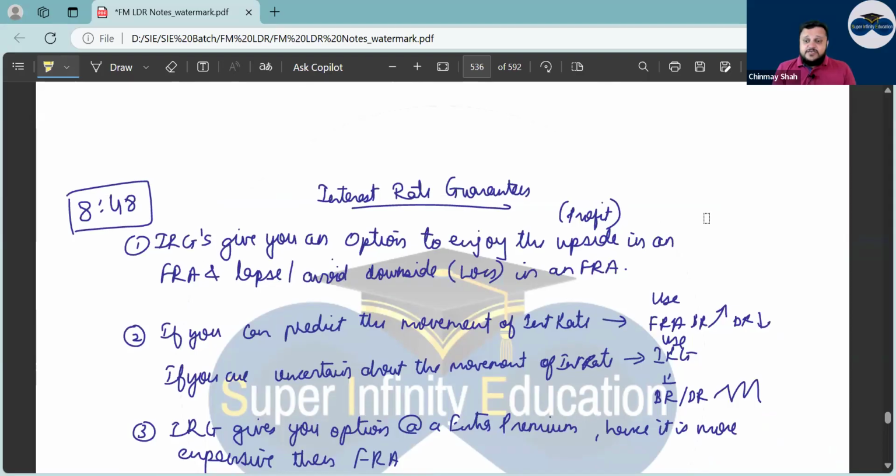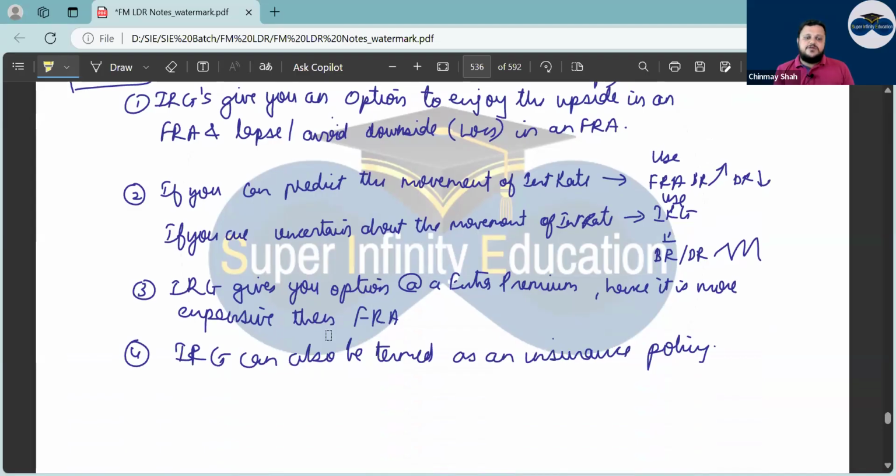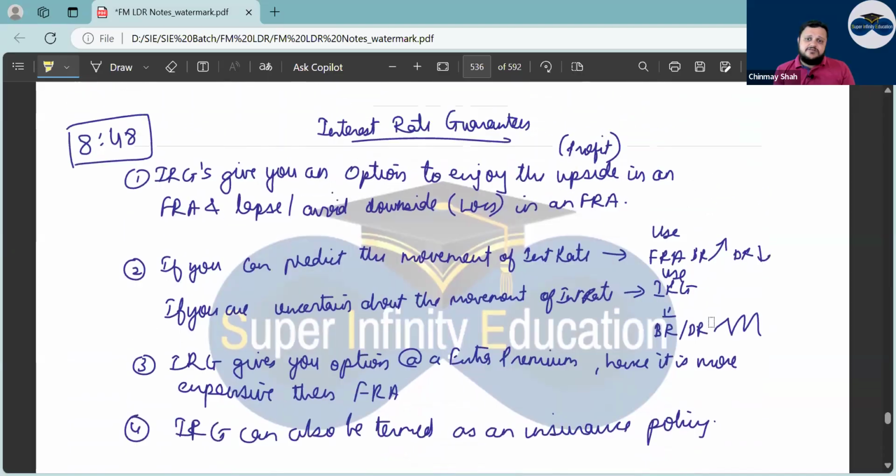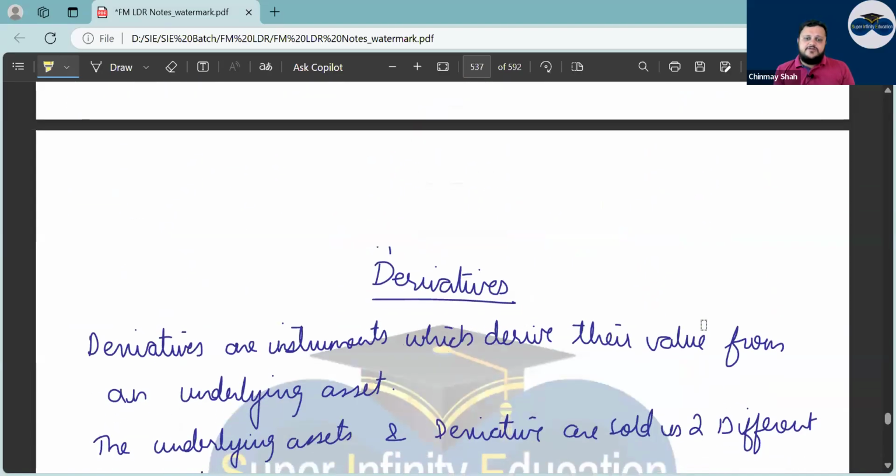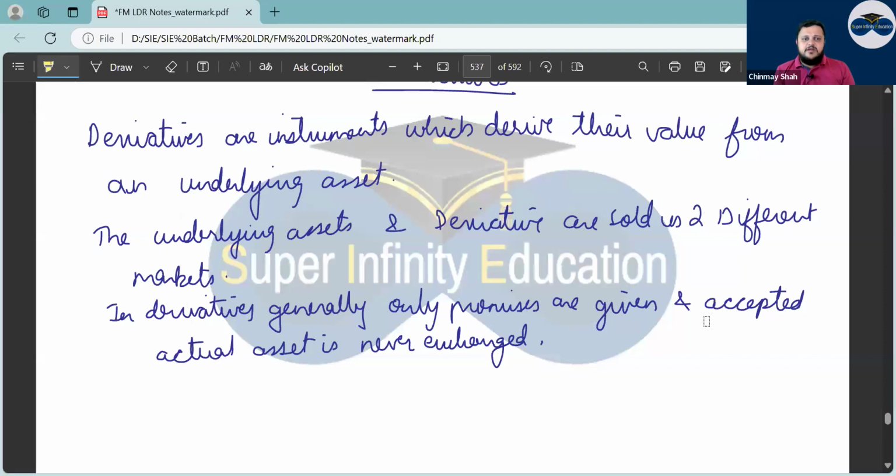If you can predict the movement of interest rates, use FRA, correct? If you know it is going to go up or go down, then use an FRA. But if you are uncertain about the movement of interest rates, whether they will go up or down, then use IRG, because if there are losses, IRG will save you from them. IRG gives you an option for an extra premium, hence it is more expensive than FRA. IRG can also be termed an insurance policy, because it will not let you lose anything, right?